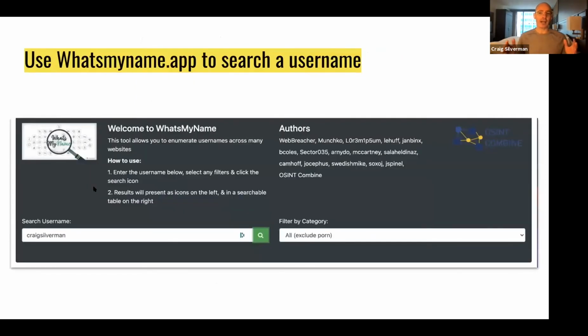Okay, so I had mentioned that I was going to show you a tool to search a username and make it more efficient. So this is the tool. It's called Whatsmyname App. And you basically can take a username here. I put in Craig Silverman, and it's going to search over more than 270 different online services and save you tons of time in seeing if this username is used elsewhere.